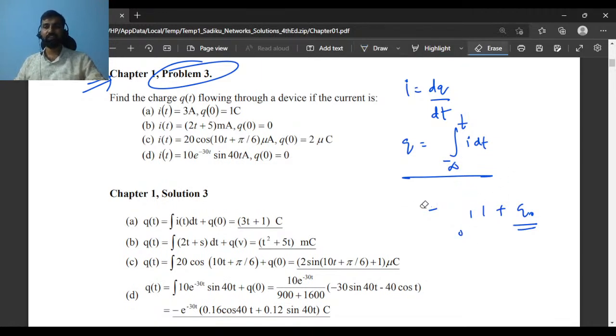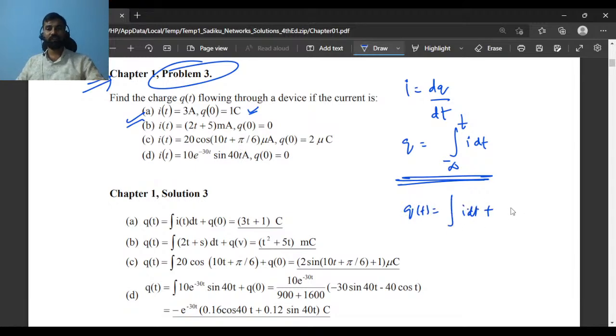So this is the definition here, because there should be some integration constant as well, from minus infinity to t. Here you can see they have given i of t, and they have given q of 0. So what you have to find here is q of t, the integration of i dt, where i is also a function of time, plus q0. In this manner you can solve the question, as I told you. You just integrate, so it will be 3t, and you have to add the integration constant.